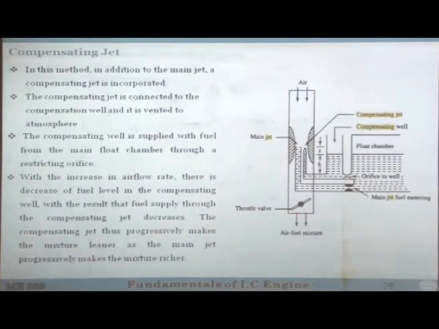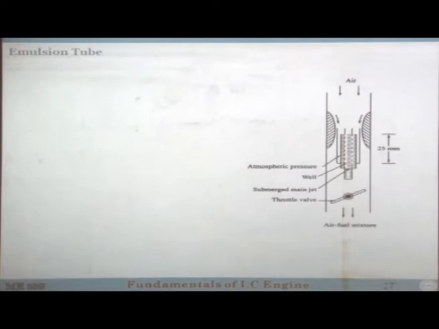Because we have seen in the carburetor that when you pull more throttle, more and more amount of fuel is picked up, but this will reduce. So, overall it may be making it leaner or it may be maintaining the air fuel mixture ratio at the desired level, okay. Let me discuss one more device, which is the emulsion tube.